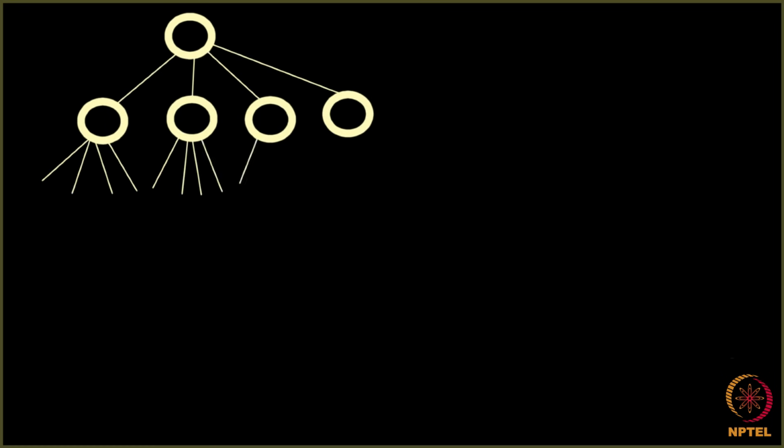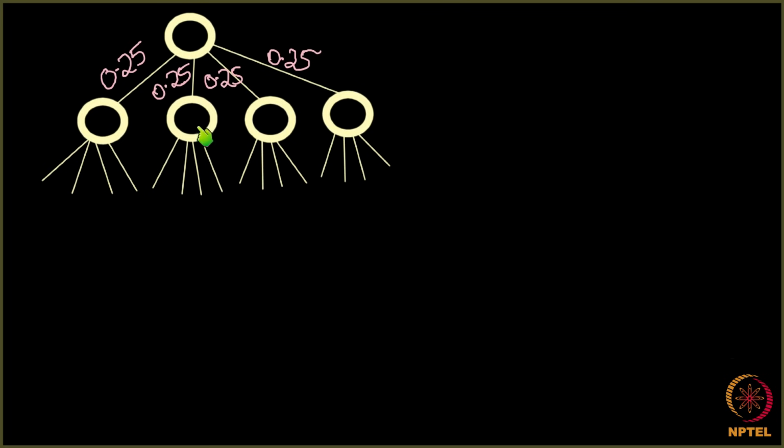Again I have a node here, and this node has 4 neighbors, and each of them has 4 neighbors, and let's say the probability of infection across every edge this time is 0.25 instead of 0.5. So in the previous case we tossed a coin. The probability was 0.5, we looked at whether it's a head or a tail, and accordingly we did what we had to do.